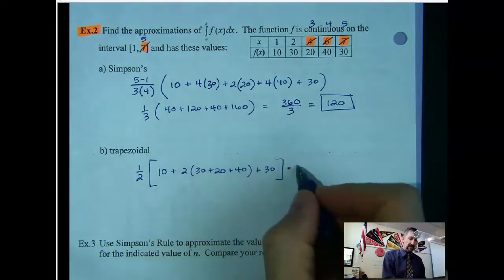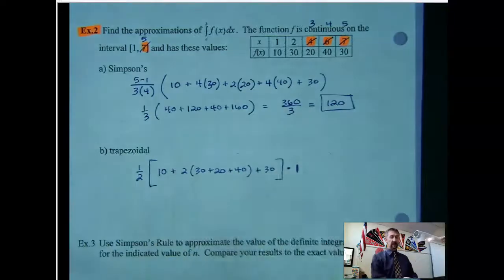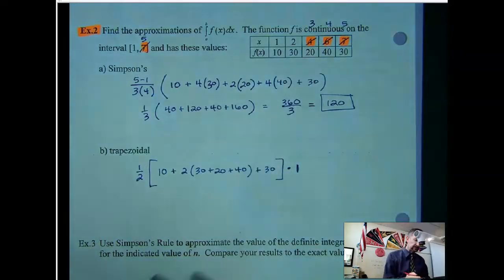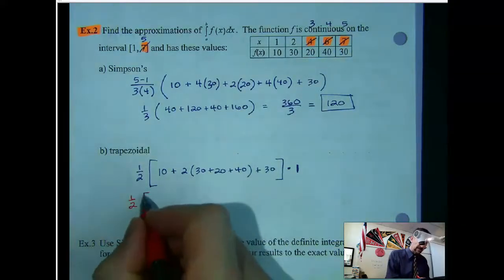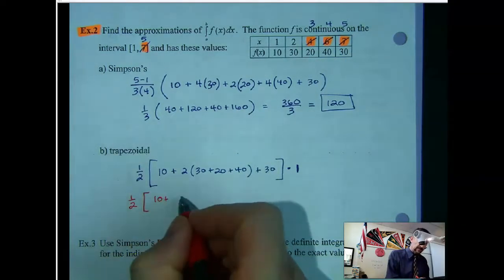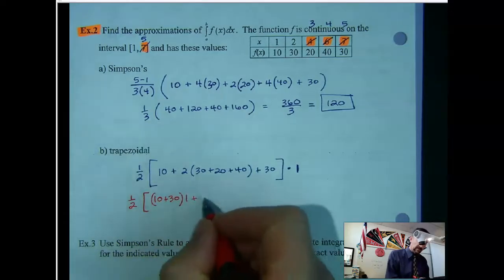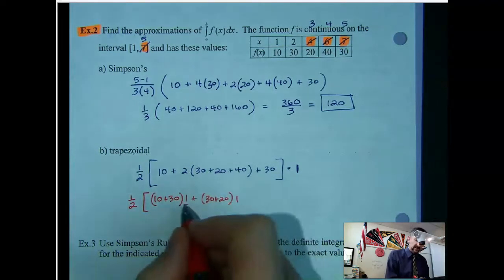And then we could factor out the height, which in this case is 1, the gap between those. So if those gaps were not equal, then we would need to do that a little bit differently. So we would have had 1/2, and then we would have had 10 plus 30 times 1 plus 30 plus 20, and that would be times those different heights.